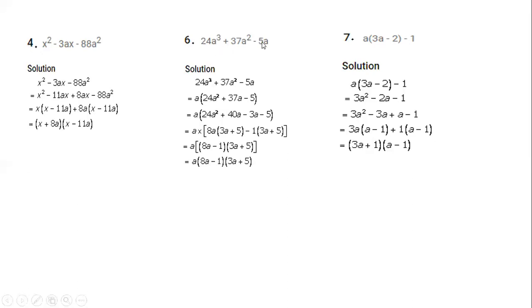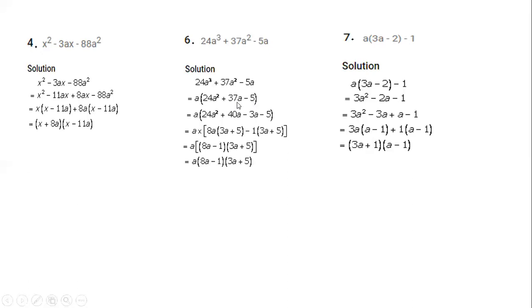This is not a quadratic expression. This is a cubic one. But I found a common variable here in all three terms. So my first step is I'm going to take out a common, and we are left only with a quadratic expression, which is 24a square plus 37a minus 5.